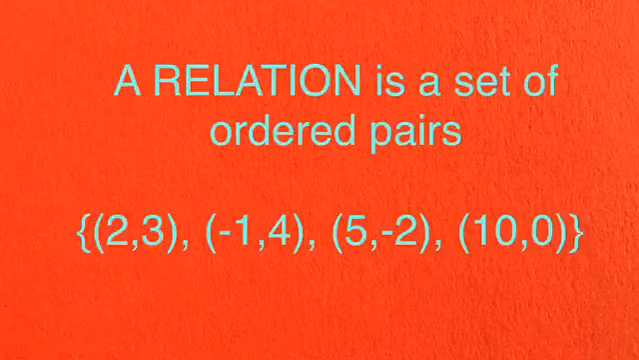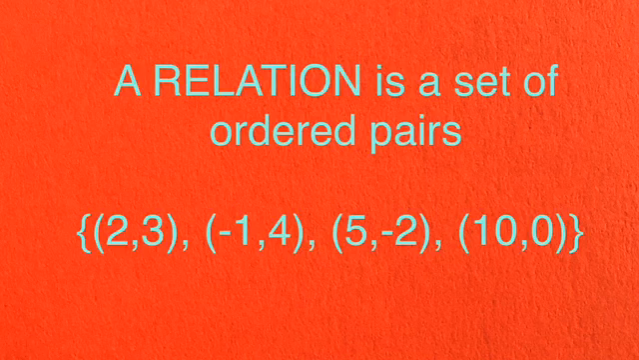One key term for this unit is relation. A relation is very simply a set of ordered pairs. So you have more than one ordered pair that is together collectively in the same set. In this example I have provided for you, there are 4 ordered pairs in this particular set.